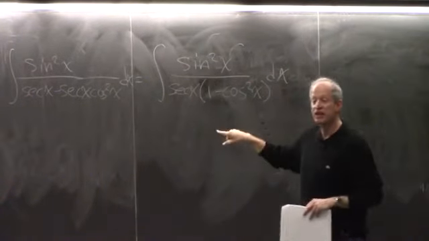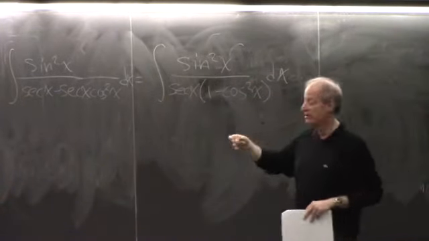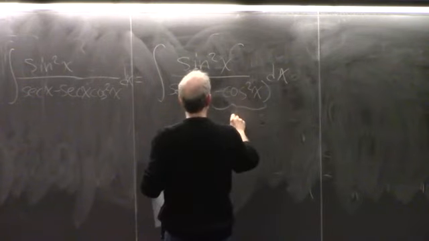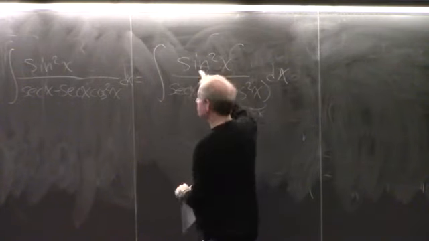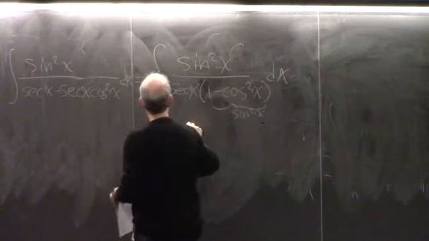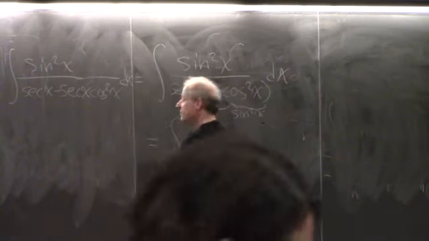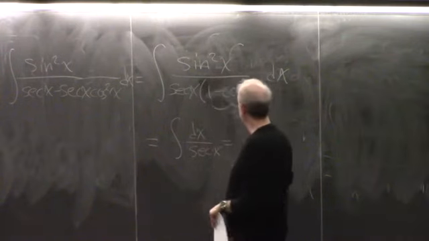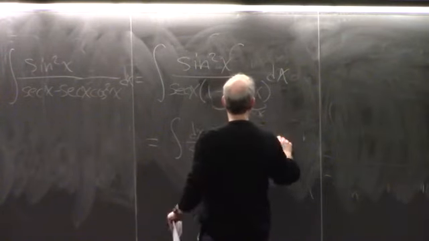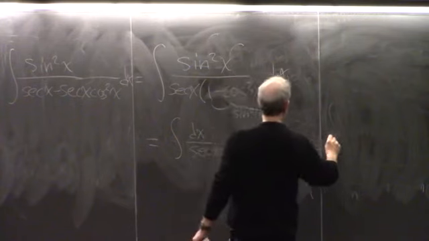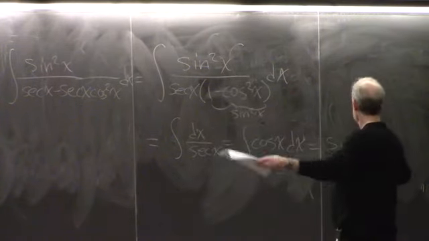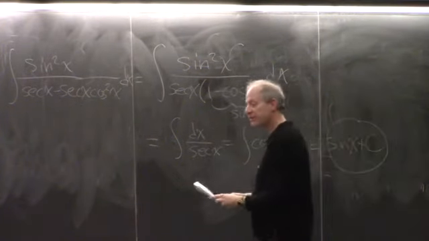Okay, 1 minus cosine squared is sine squared, right? So this is sine squared. So it's going to cancel the sine squared numerator and just leave you with dx over secant of x. But wait, secant in the denominator is cosine in the numerator. So this equals sine x plus c. There we go.